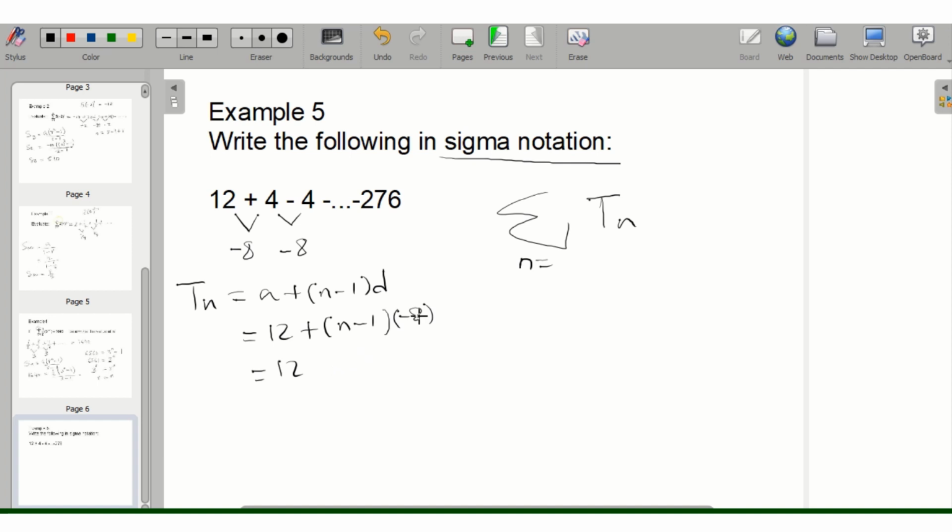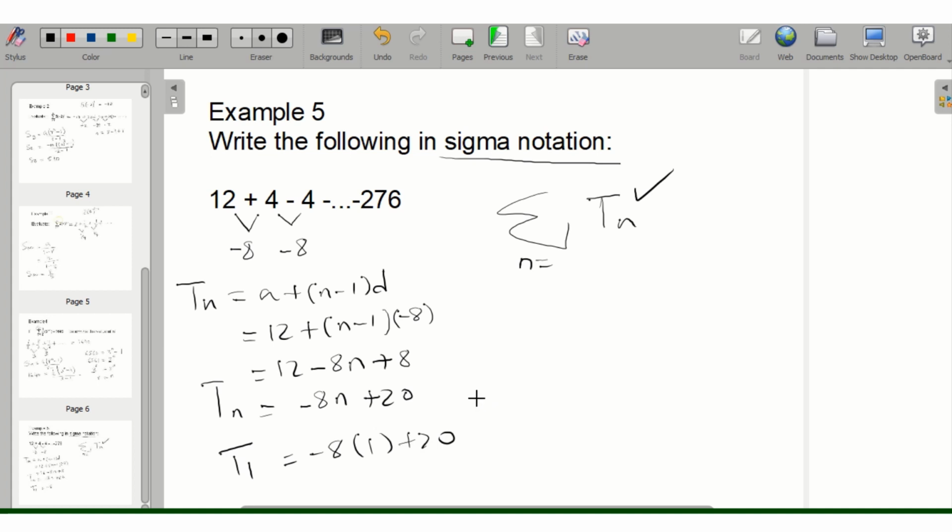So this is 12. Minus 8 times n is minus 8n. Minus 8 times minus 1 is plus 8. So finally we can say Tn is minus 8n. 12 plus 8, that is 20. Right. So we have this part covered. So if we substitute 1, that would be minus 8 times 1 plus 20, which is 12. So it means we must start at 1.